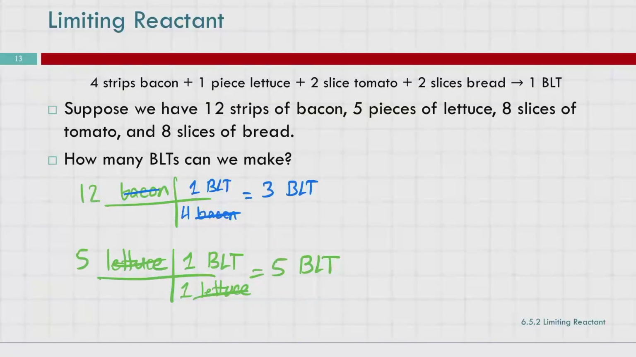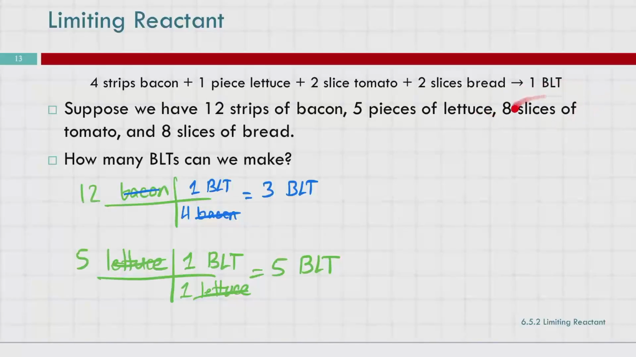Could we make 5 BLTs? If we have unlimited bread, unlimited tomato, can we make 5 BLTs? No, why not? We only have 3 sandwiches worth of bacon, so we're going to run out of bacon first. So the maximum currently that we can make is 3 BLTs.